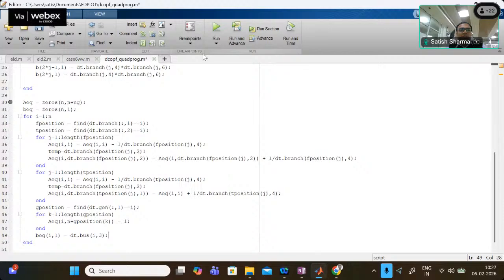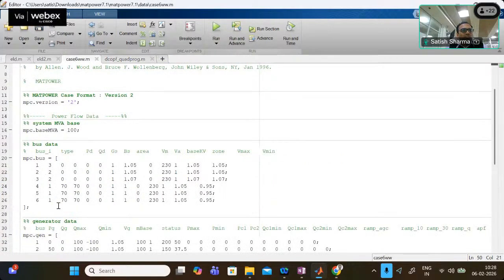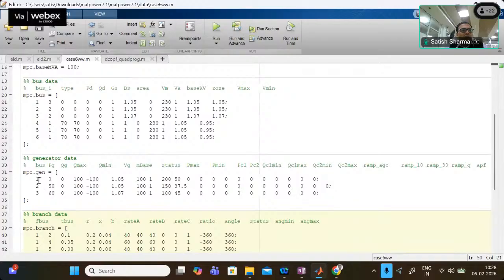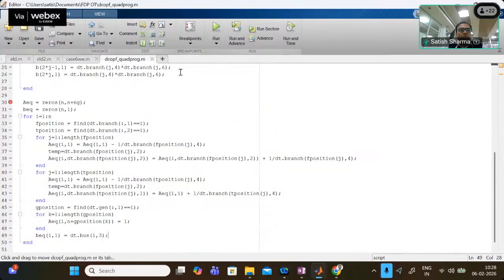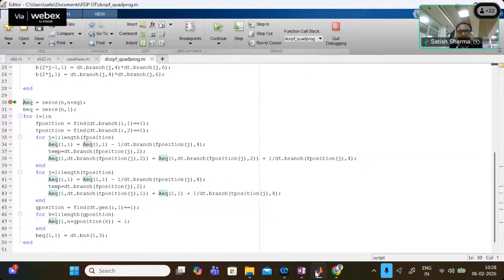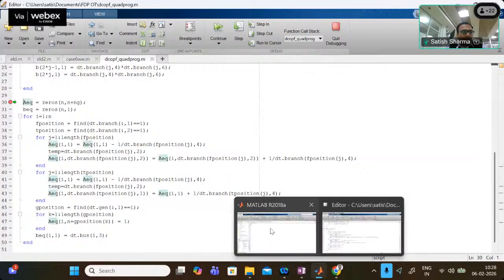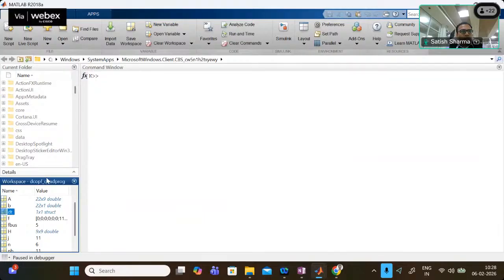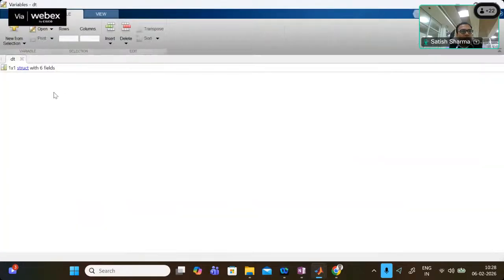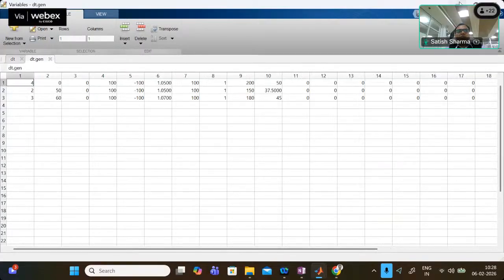Now let's see whether we are able to build it or not. Just to see whether this is working fine, I am making this 1 equal to 4 for the time being, and then I'm trying to solve it. So I will run again and check whether the 4 has appeared in the data or not. If I see the generator data, the very first bus is the 4th bus.